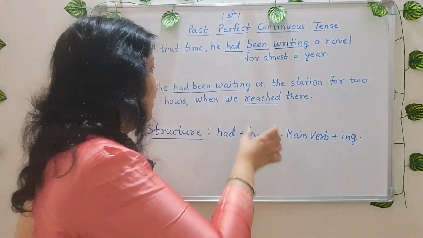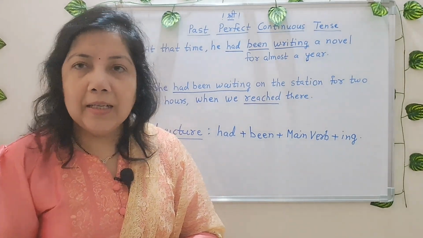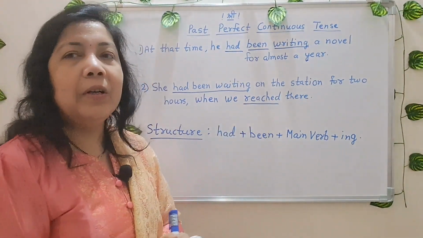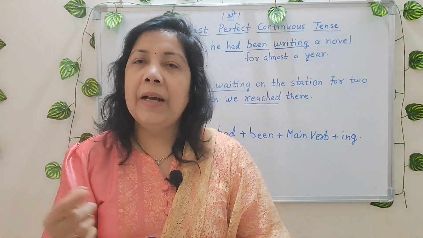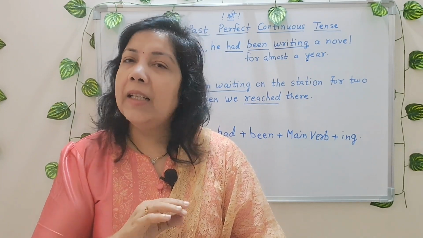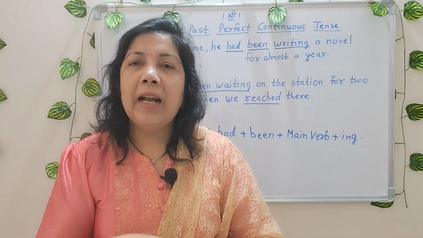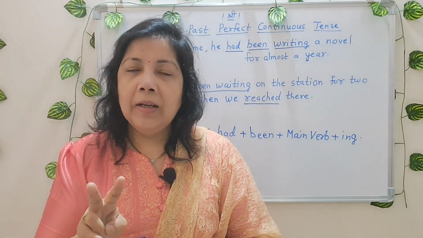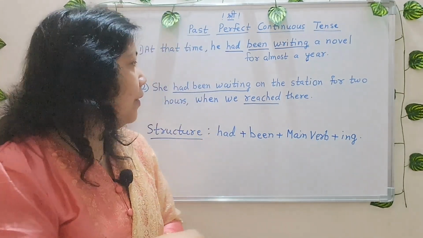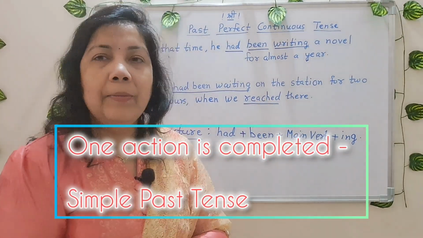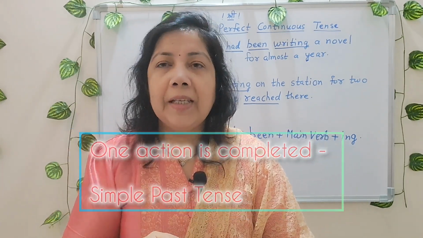In the second part, when we reached there, that part is in simple past tense. Reached is the verb. Only reach is taken. Ed, that is past tense, is added. Past tense of the verb is taken. So it is simple past tense. Now what does this sentence indicate? That two actions are being told. One action is over. One action is completed. Which is the action which is completed? We reached there. We reached there on the station. Action is over there. So it is in simple past tense.